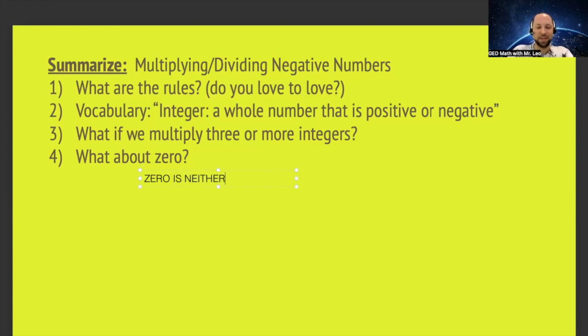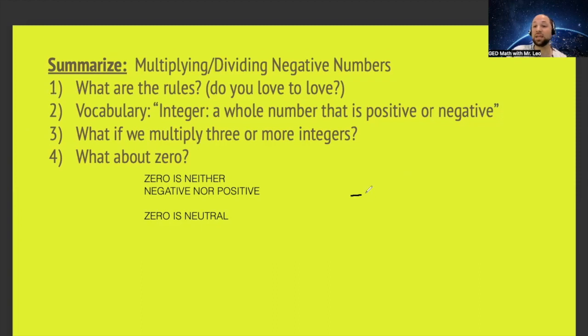0 is neither negative nor positive. 0 is neutral. Put this in your notes. 0 is neither negative nor positive. It's neutral. So this might come up sometimes.